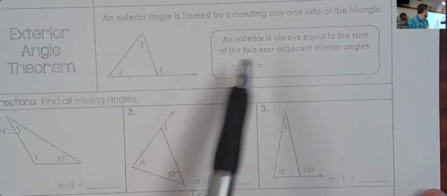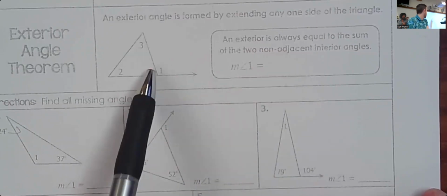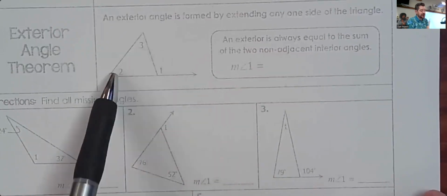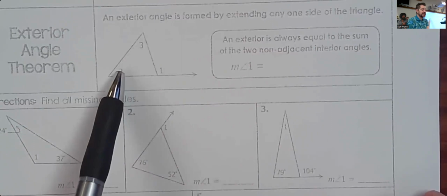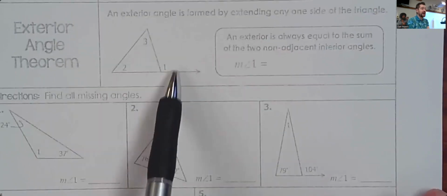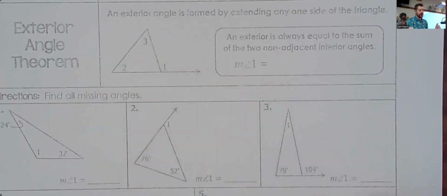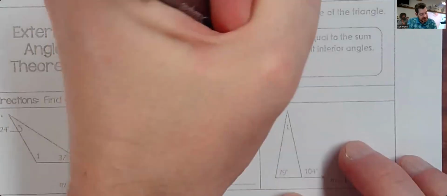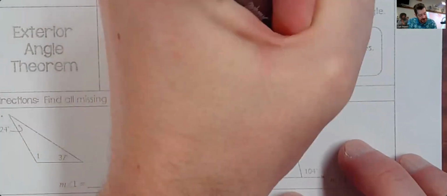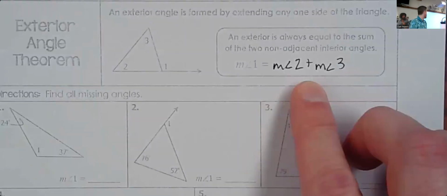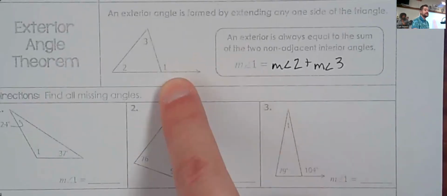So when it says non-adjacent interior angles, adjacent would be this one here that doesn't have a number. The two that are across from it on the inside of the triangle, those are the ones that add up to equal this one out here. So the measure of angle 1 is equal to the measure of angle 2 plus the measure of angle 3. If you added those two angles together, you would get the one on the outside.